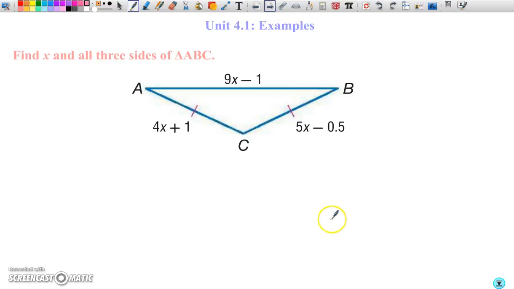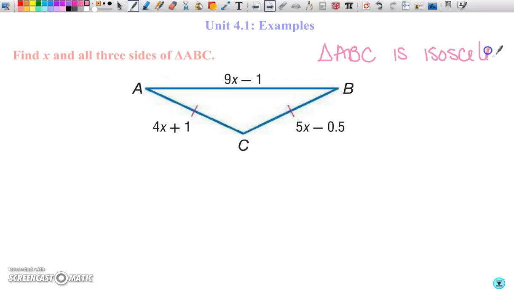Okay, so now that we're done with the vocab, we're going to move into some examples. This example right here says to find x and then to find all three sides of the triangle. Well, how do we know what to do? If we're looking at this picture, based on the way that it's labeled, triangle ABC is isosceles.